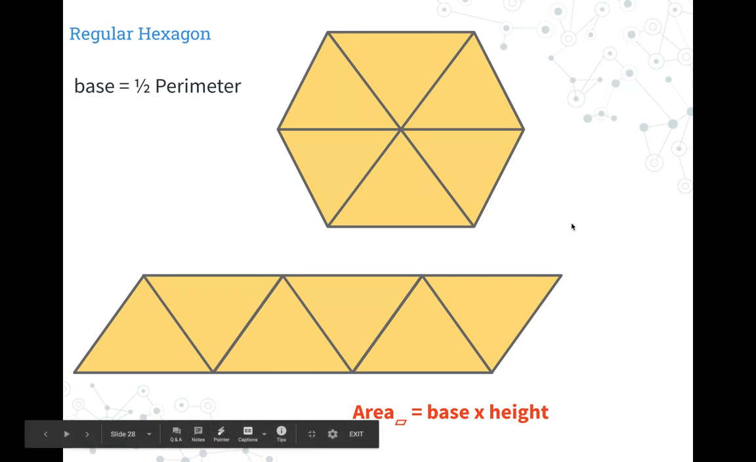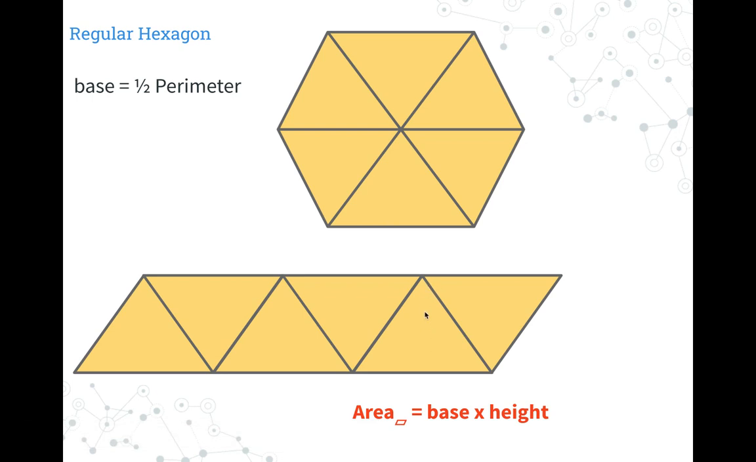Okay, now how tall is this? What is the height? So if you go from here to there, what was that new term we called? It's like going from here to here. That is the apothem.